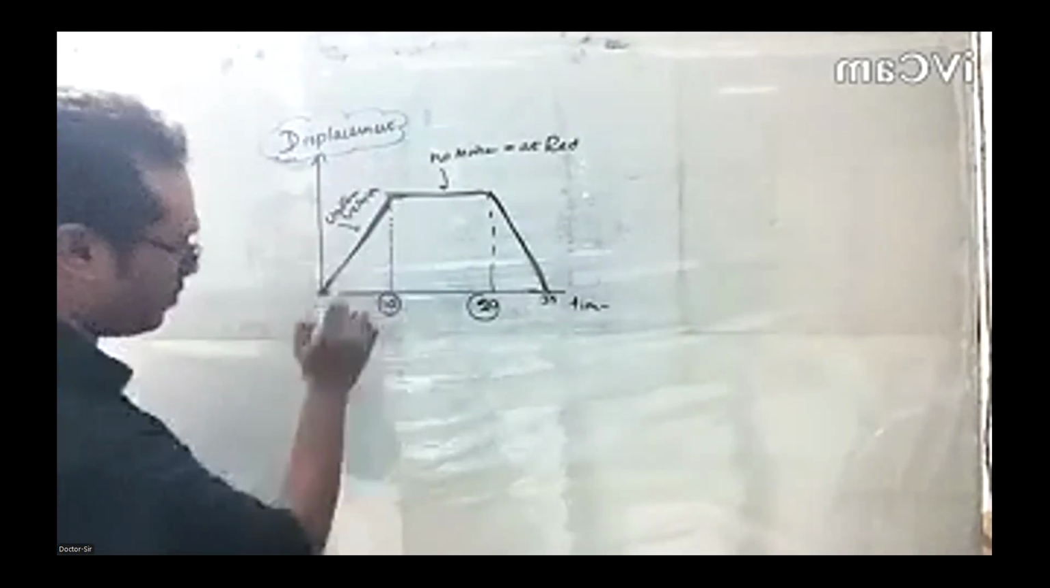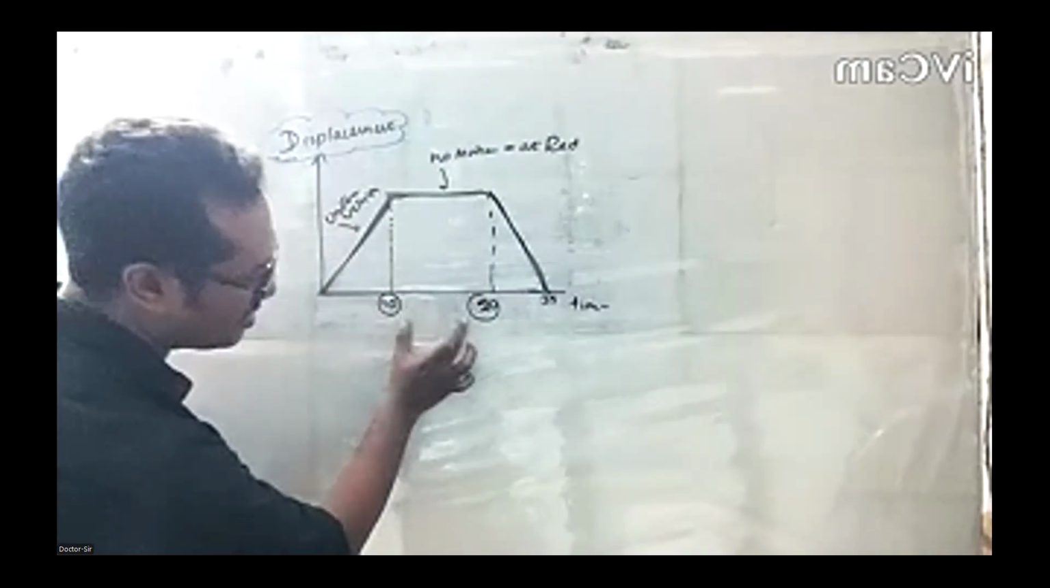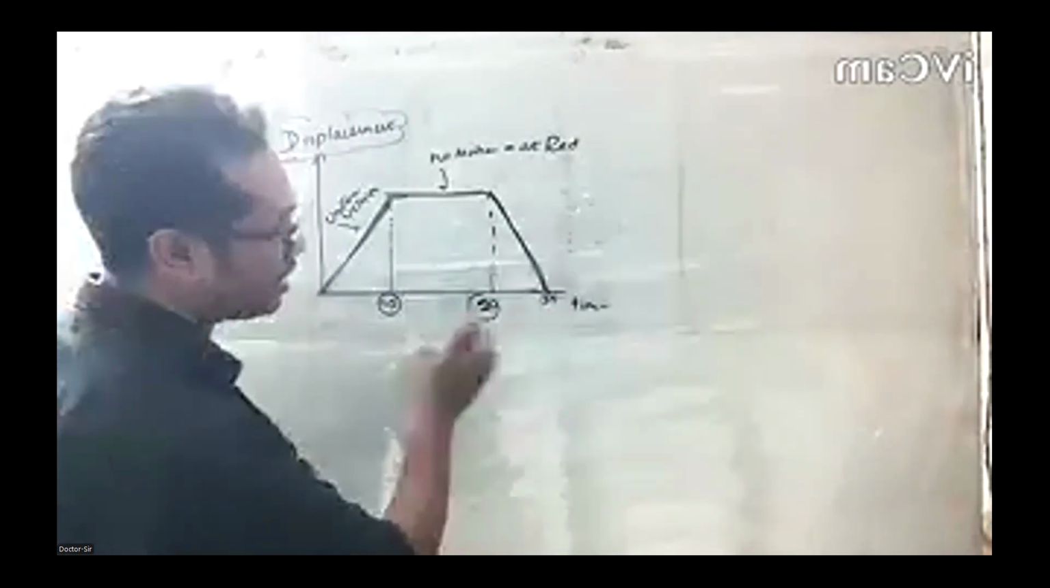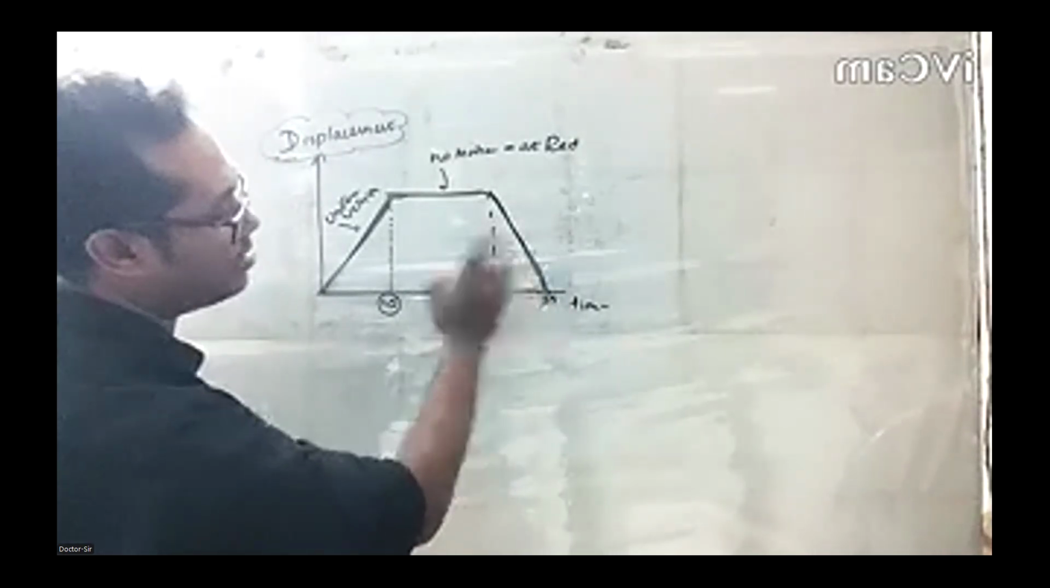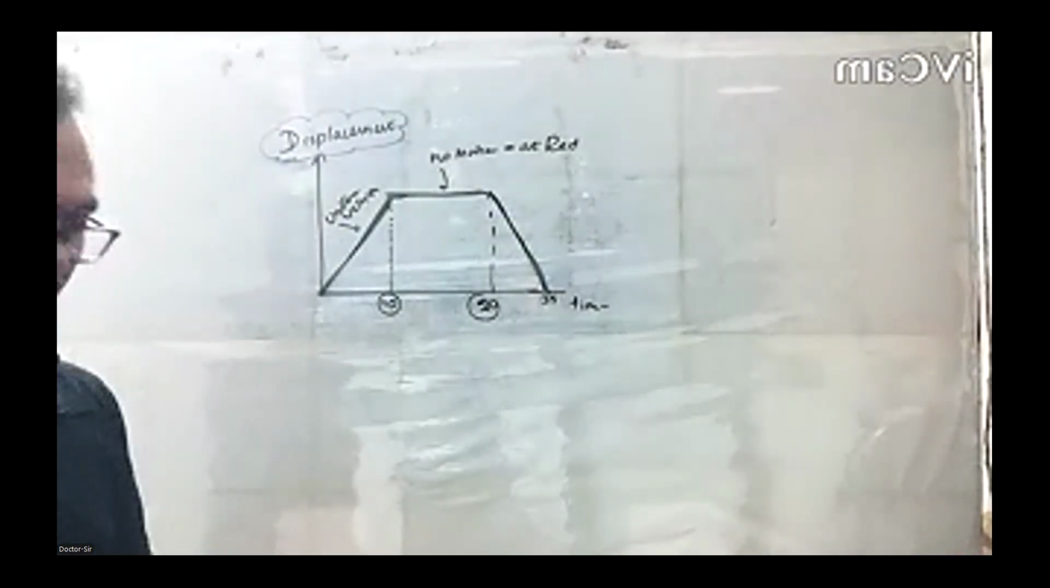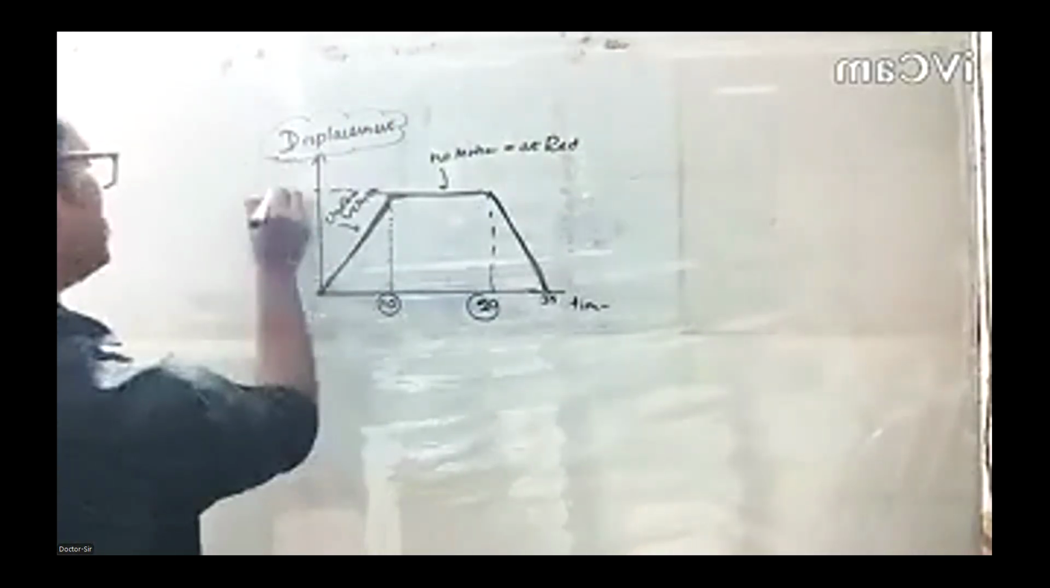Uniform velocity for the first 10 seconds, then another 10 seconds of no motion, that means at rest, then again another 15 seconds of uniform velocity. But the thing is, they mention 15 here. Okay, the displacement going 15.